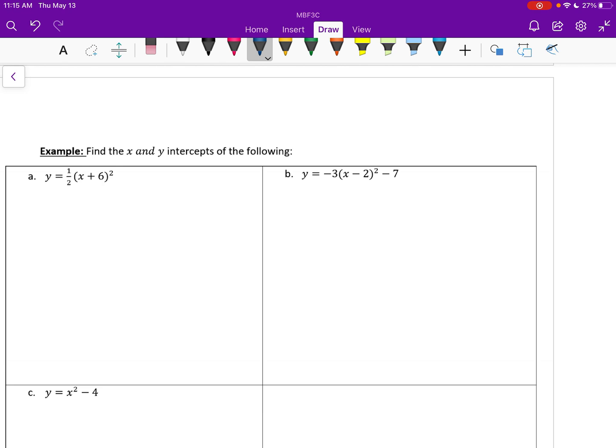Let's just go in and find our y-intercept first. It's just the easiest one to do. So I know when I'm looking for my y-intercept, x is equal to 0. So for y equals 1/2 x plus 6 squared, I'm going to plug in x equals 0 and solve for y.